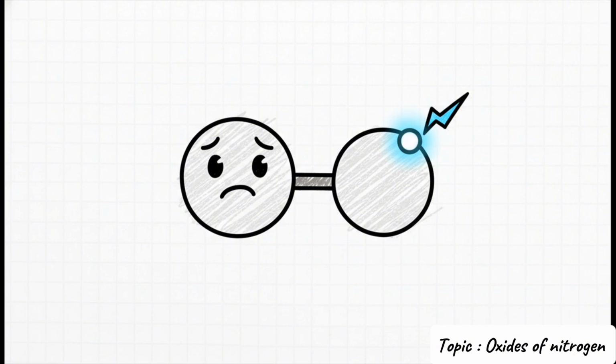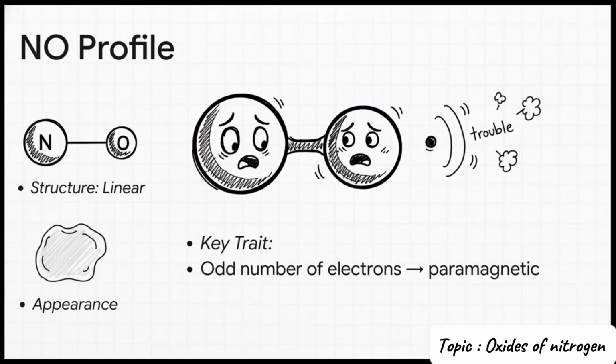Okay, moving on to our next character, nitric oxide, or NO. And this is where the plot really starts to thicken. Now, at first glance, it looks a lot like our last molecule, but look at that key trait. It has an odd number of electrons. And in the world of chemistry, having an unpaired electron is like walking around with a lit match. This molecule is incomplete. It's constantly looking for another electron to pair up with, and that makes it super reactive.